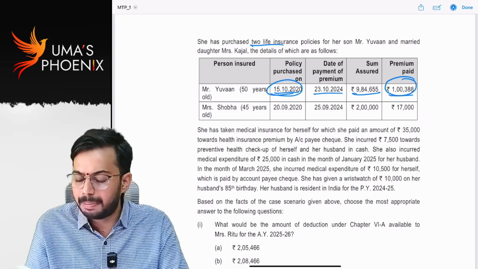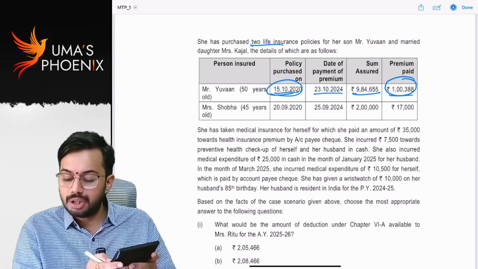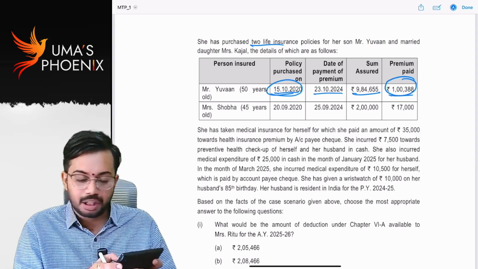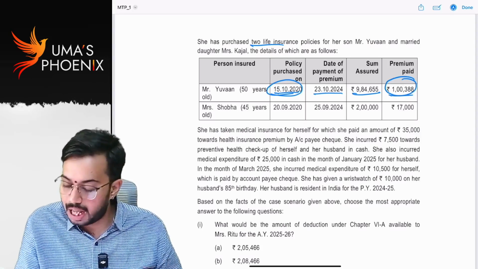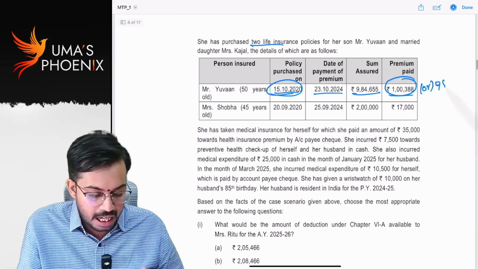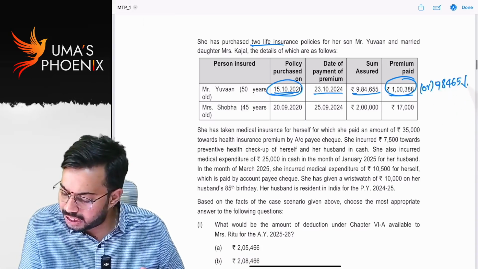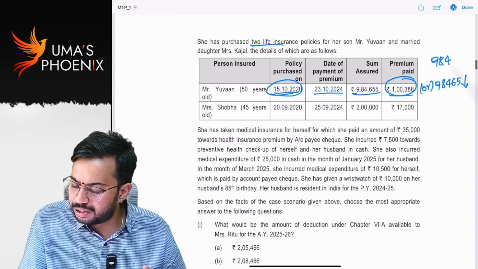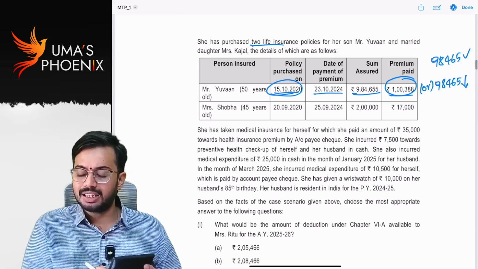This is the actual premium. 10% of sum assured means 9,84,655 into 10%, so 98,465. Whichever is lower, 98,465 is allowed as deduction.